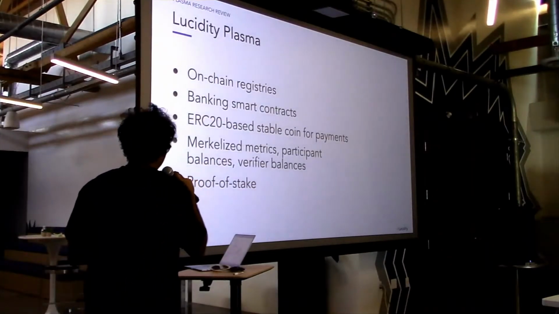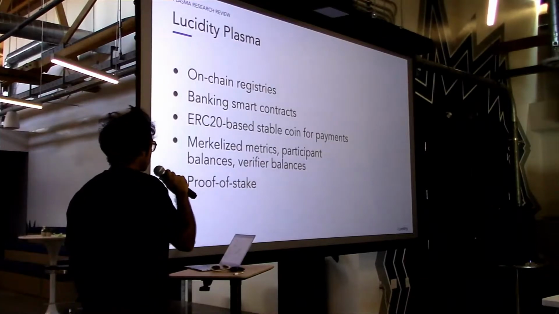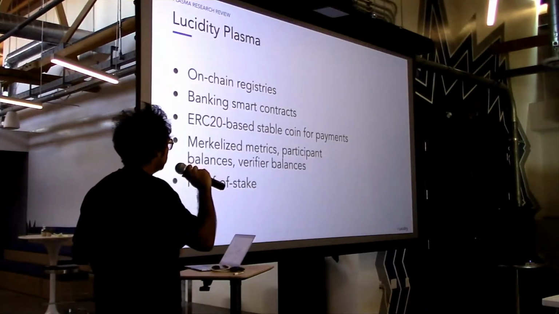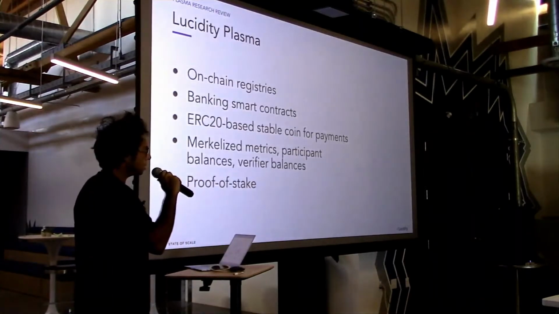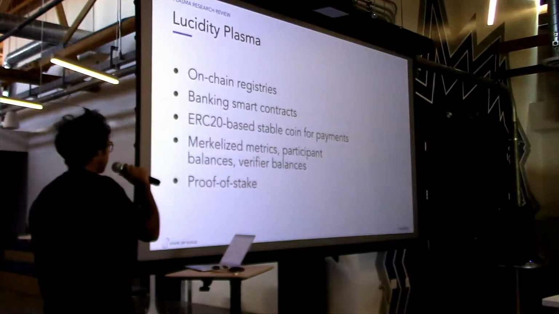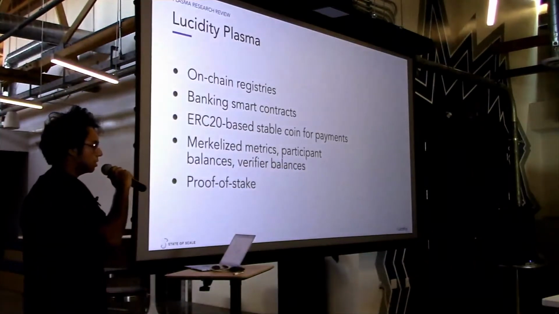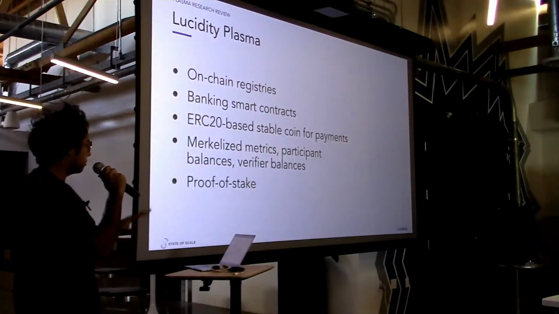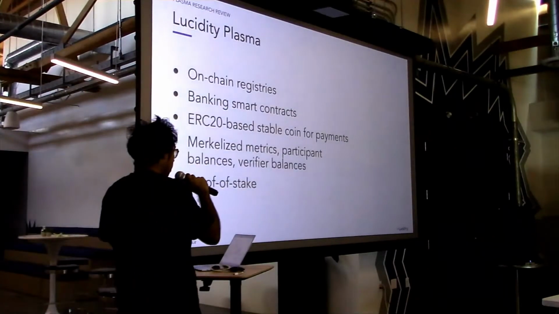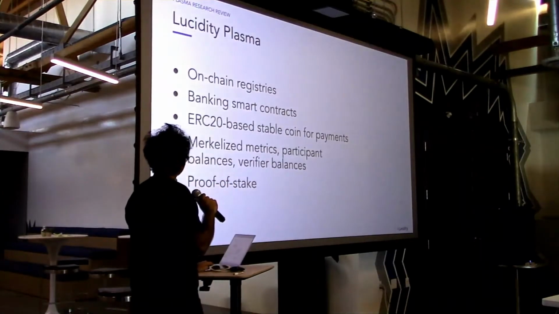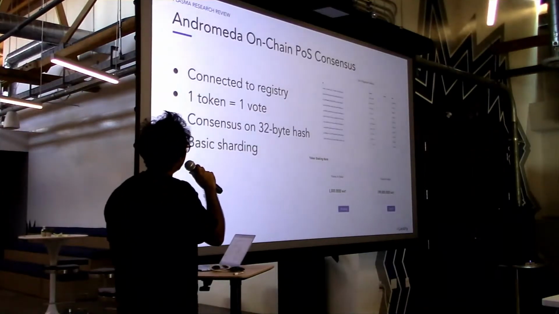And then I'll go specifically into how we use this framework that we developed. Our state is a set of Merkleized metrics, participant balances and verifier balances, and I'll go a little bit deeper. We use a proof of stake consensus. So the sidechain itself uses a proof of stake that supports basic sharding just to be able to make the sidechain more decentralized.